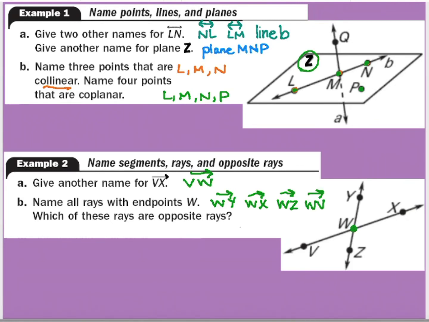Which of these are opposite rays? Well, let's start with WY. If we look at ray WY, which one is opposite that? WZ. And then our other set, if we said WX, points exactly in the opposite direction, WV. So those would be our opposite rays.